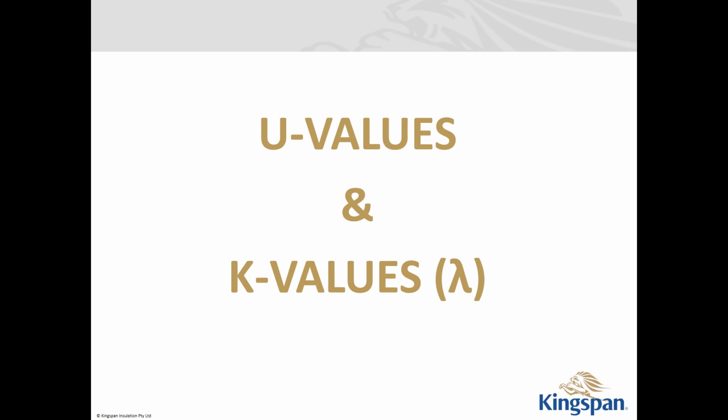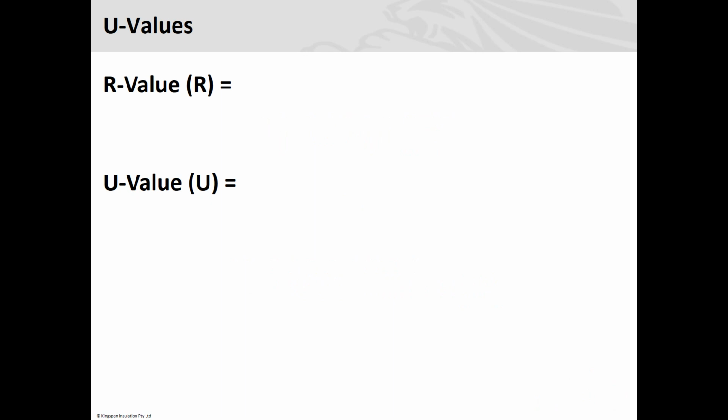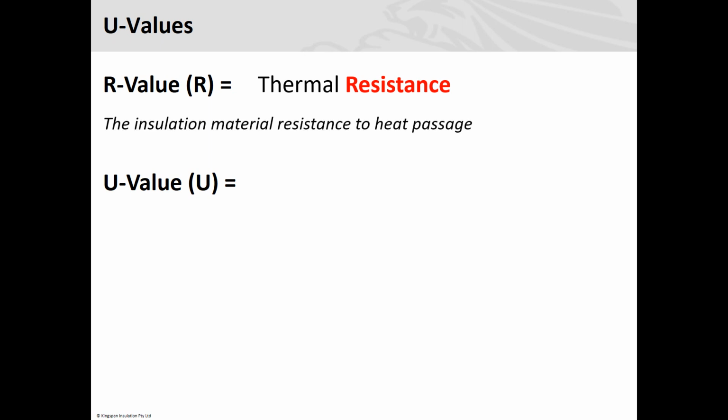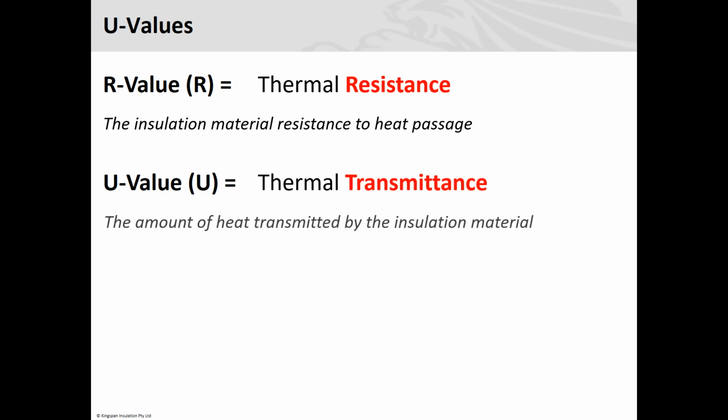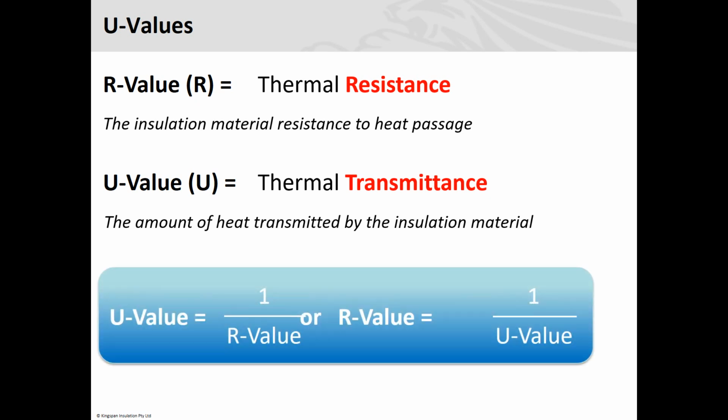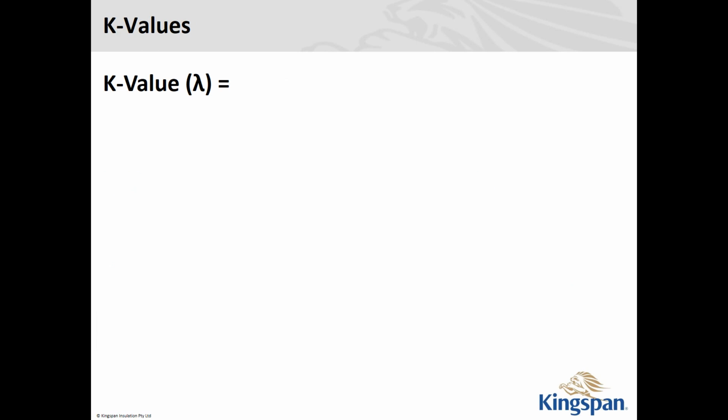So let's talk about U values and K values, and this will hopefully answer your question, and we'll talk more about this as we go through it. Basically, the R value is the thermal resistance of a material, the insulation material's resistance to heat passage. The U value is the thermal transmittance, the amount of heat that's transmitted by the insulation material. It is pretty much the inverse of an R value. So a U value is 1 divided by the R value. Just have a look at that.